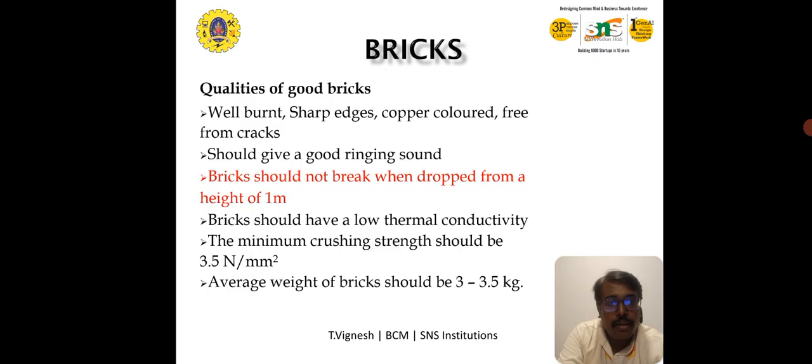So bricks should have a low thermal conductivity, as I said, because like stones, if the thermal conductivity is high, then as I mentioned previously, whatever the temperature outside, it will easily be carried over to the inside of the house. Okay, this should be avoided. So brick should have a lesser thermal conductivity. The minimum crushing strength should be 3.5 newton per mm square, and the average weight of the brick is around 3 kg, not more than that.